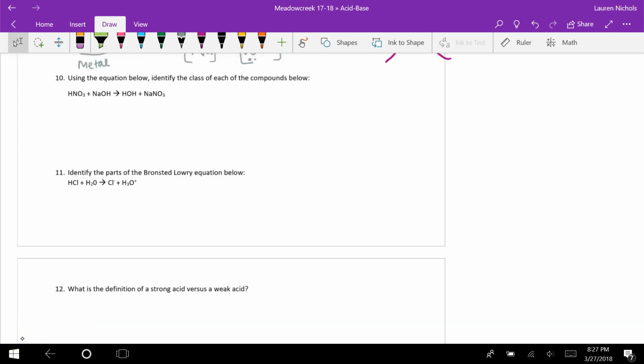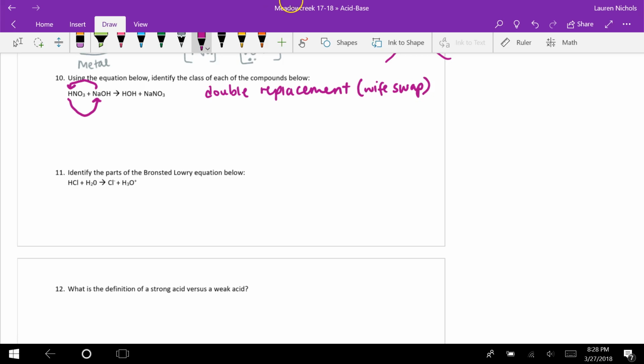So if we look at number 10, it says using the equation below, identify the class of each of the compounds. And so the important thing is to first figure out what is happening and what's changing. And so if we look at our products, right, on the right side, and we compare them to our reactants, we're going to notice that things seem to be switching around. We notice that the sodium kind of comes over here and is with the nitrate, and the hydrogen swaps places. And so by that, we know that this is a double replacement, or a wife swap, as we called it last semester, type reaction.